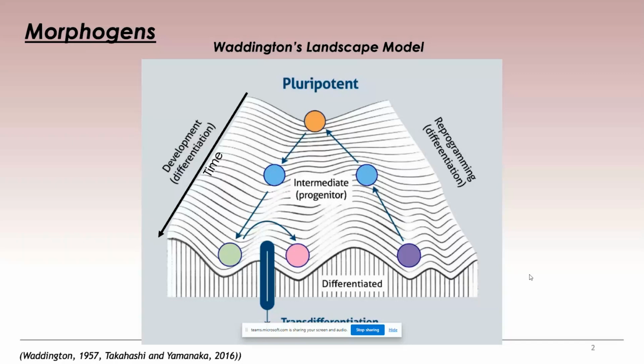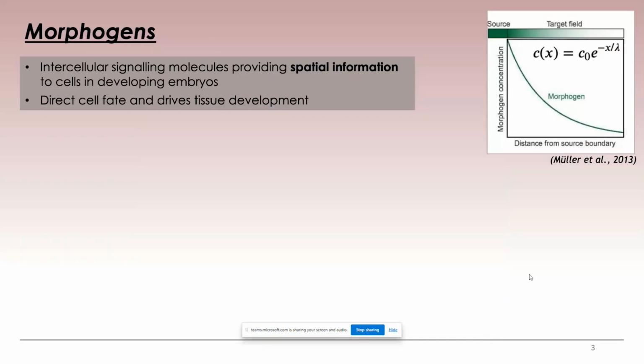So during embryonic development, cells in the tissue will need to know which hill to roll down, like how to differentiate. And so that information is basically encoded in morphogens. So these are proteins or signaling molecules that provide spatial information to cells in the tissue to direct these cell fate decisions to make your complex organs during morphogenesis. So how they give spatial information is by forming a gradient in concentration across the tissue.